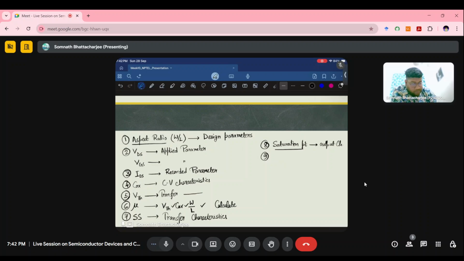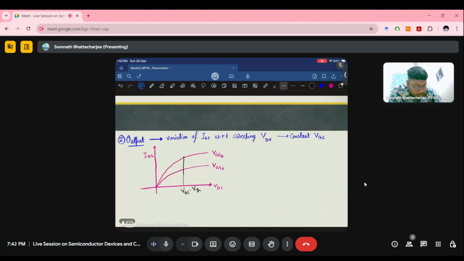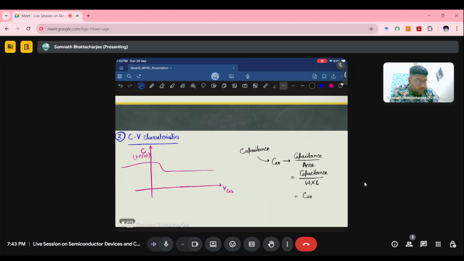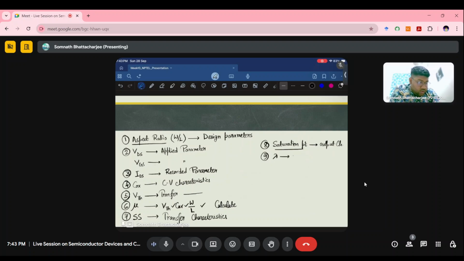And we also need to get the value of lambda. The value of lambda can also be estimated from here. As we know, after the saturation point the current should saturate, but there's a slight increase in this current. Based on this, if we draw a slope on this, we can get the value of lambda as well. So lambda can also be calculated from the output characteristics.